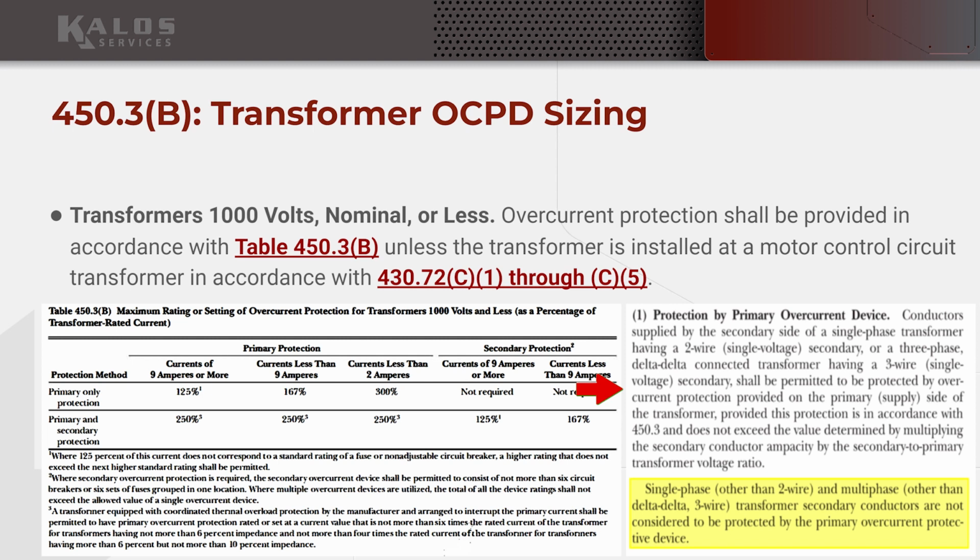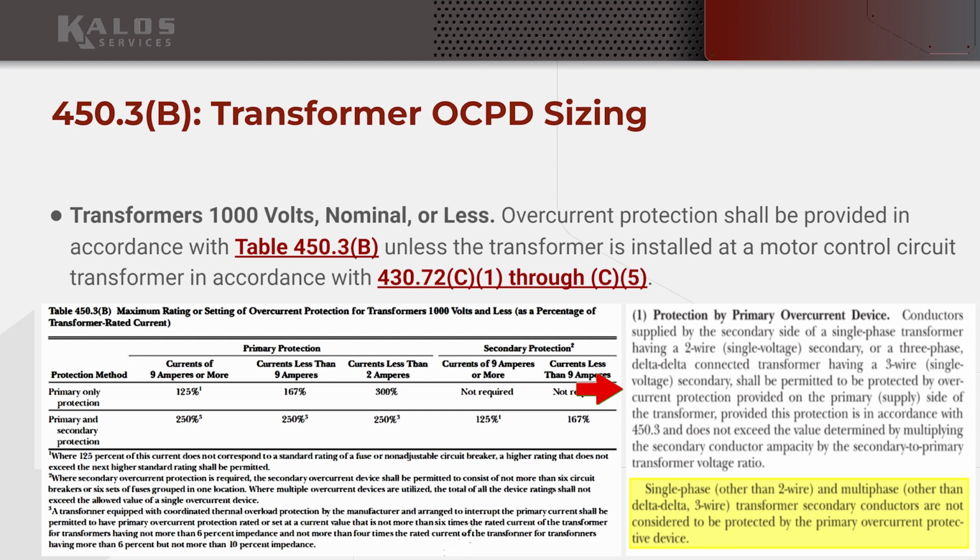So the upper portion of this code, maybe I should read that, and that'll help clear this up. We are allowed to have primary overcurrent protection only when conductors are supplied by the secondary side of a single phase transformer having 2-wire single voltage secondary, or a 3-phase delta connected transformer having a 3-wire single voltage secondary. These shall be permitted to be protected by overcurrent protection provided on the primary side of the transformer, provided that this protection is in accordance with 450.3.